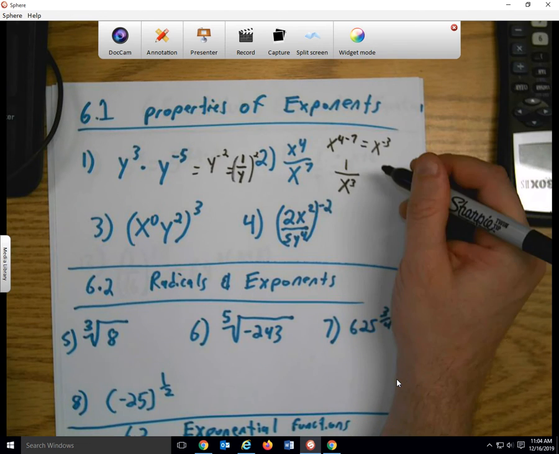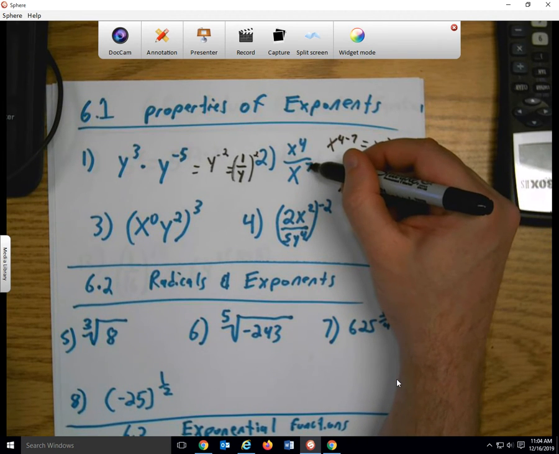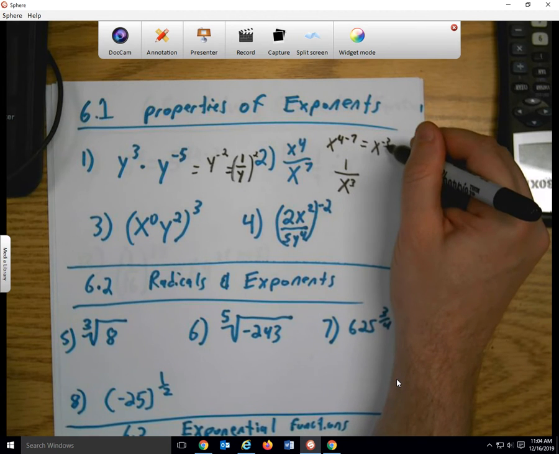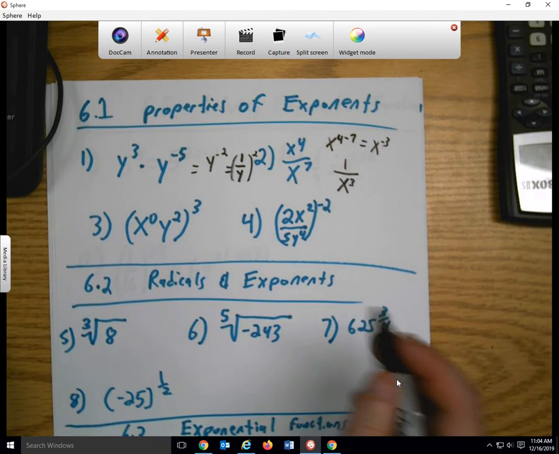You can think of it a couple ways. 4 take away 7, 7 is the bigger number, so the answer is going to be on the bottom. Or you can think of it, it's equal to negative 3, so it should go and be in the denominator.